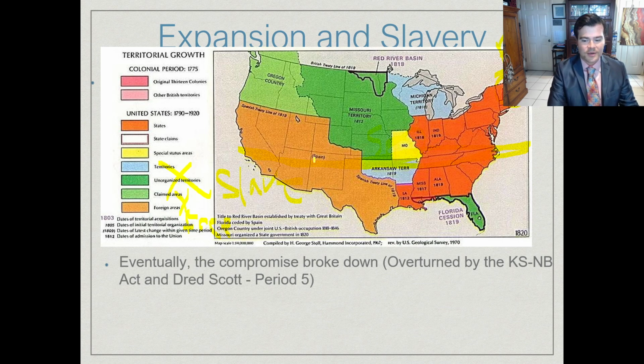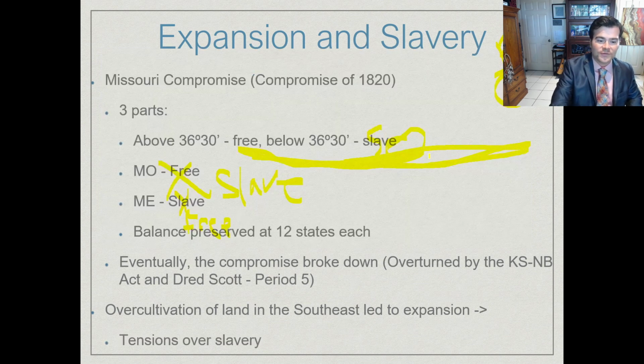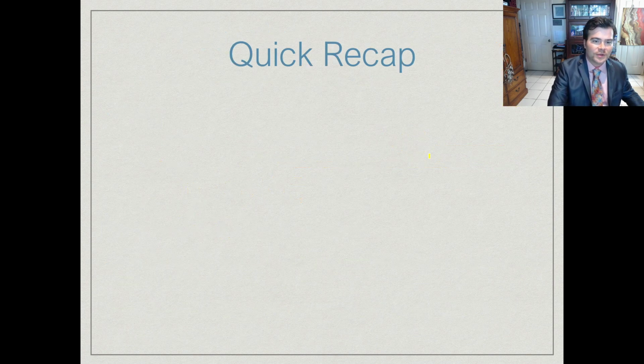Eventually, the compromise broke down with the Compromise of 1850 and the Kansas-Nebraska Act. So that's period 5. Overcultivation of land in the Southwest led to expansion, right? They're going to just use the land too much and all the nutrients get depleted. And then crops don't grow anymore and they have to keep moving west and fight with the natives. And tension over slavery is going to keep increasing.